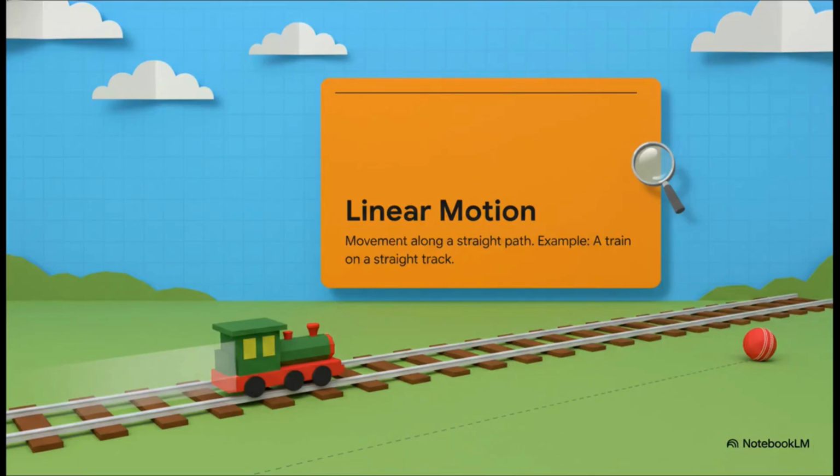First up, we've got linear motion. This one's super straightforward. It's just movement in a straight line. Think of a cricket ball rolling straight across the field, or a sprinter dashing down the track. It's all about getting from point A to point B in the most direct way possible.